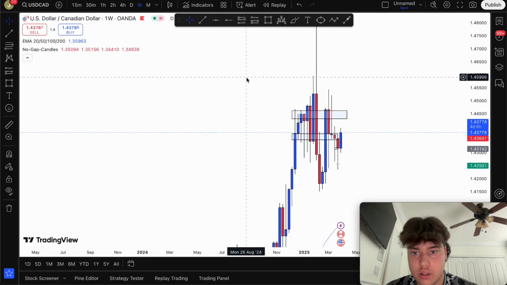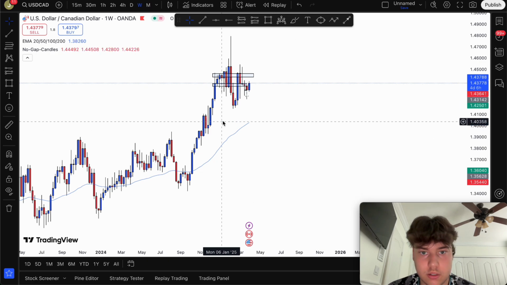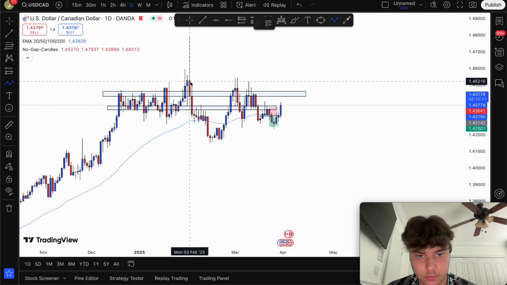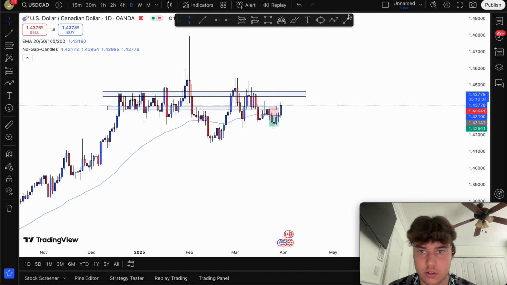Let's go over the trend. So on USD CAD, the weekly time frame is bullish. On the daily time frame, I counted this as bearish. This was our lower high and this was our lower low. I didn't count this as structure. I didn't count that as structure. I just counted this as structure.